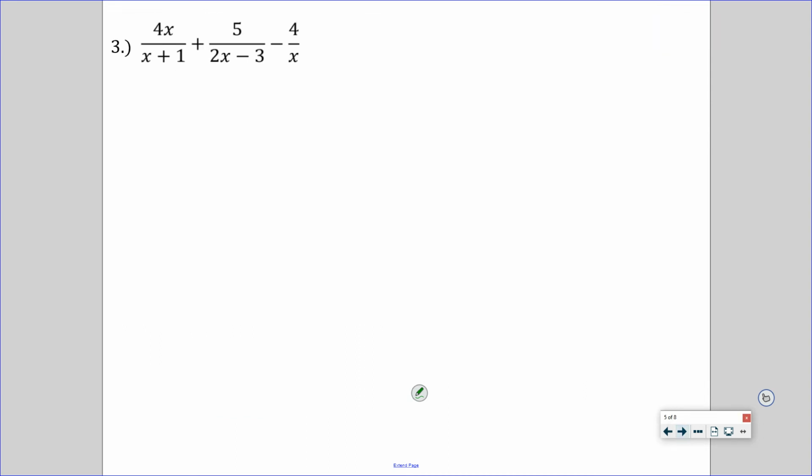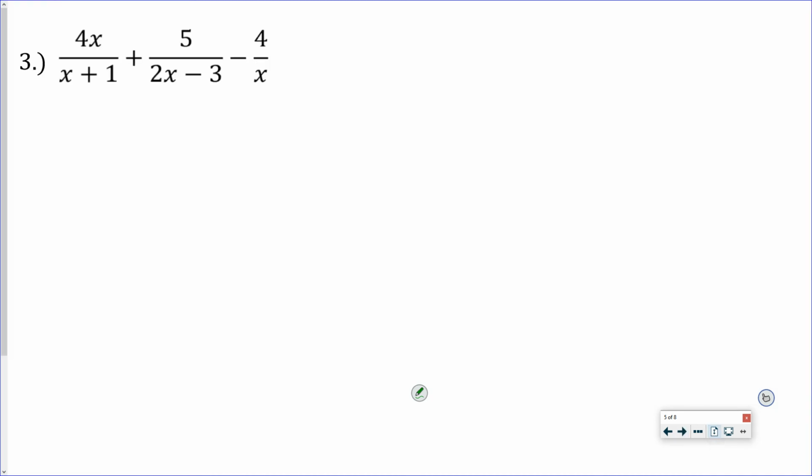Let's try one with 3 fractions. The nice thing is, look at my denominators. They're all factored for me. Yay. That's nice. I don't have to do any factoring. So when I'm jotting down my LCD here, this denominator is a factor of x plus 1. This one has a factor of 2x minus 3. This one has a factor of x. Do I need to multiply in another x? Yeah. But I have one right here.